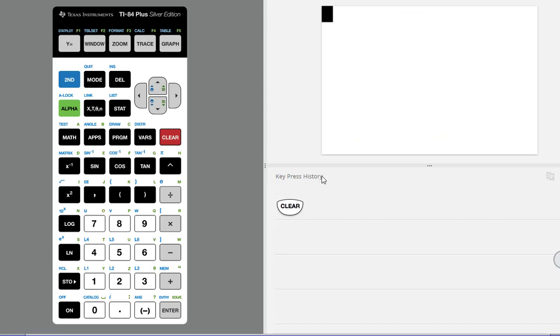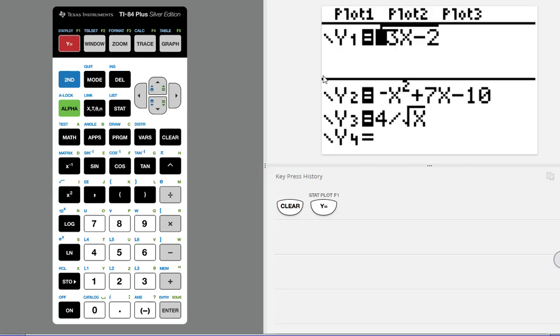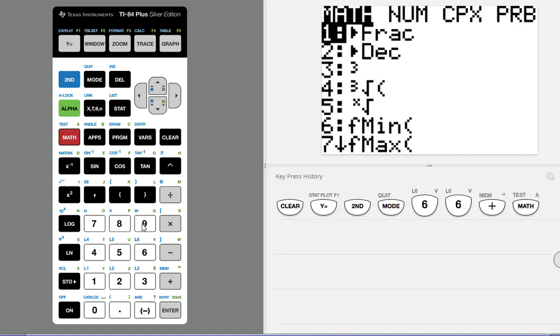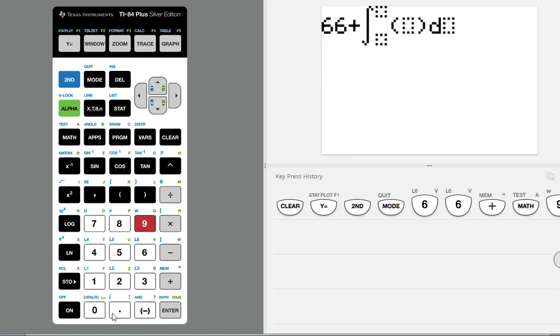So if I wanted to use my calculator to help me with this, I would put the function on my y equals list. So this is the acceleration function. We got 4 divided by the square root of x. And again, our initial condition is 66. And then I'm going to integrate. So we go to math. Number 9 is integration. We're going from 0 to 16.